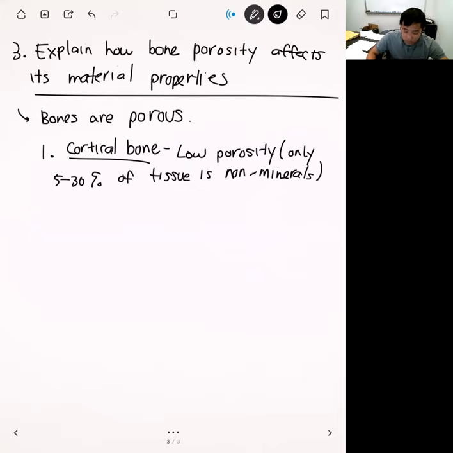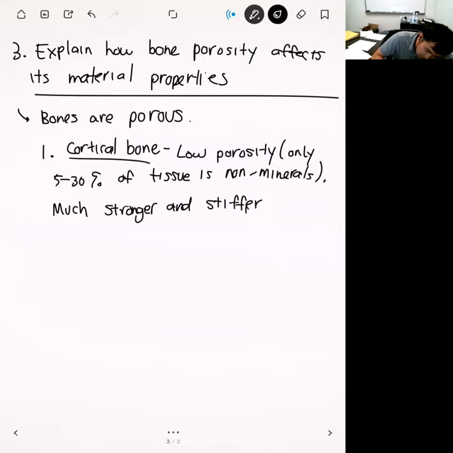Okay. And cortical bones, these are the much stronger ones, right? Because they have a very large volume or percentage volume of their structure be mineralized tissue. That means they're going to be much stronger and much stiffer. All right, so that's cortical bone.